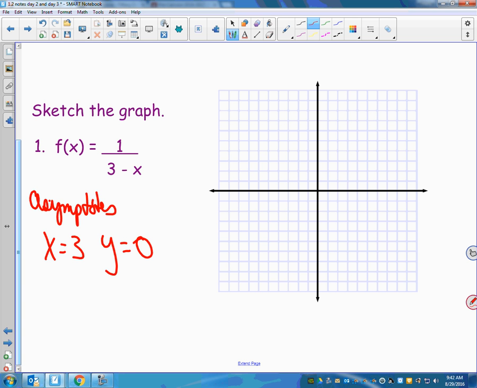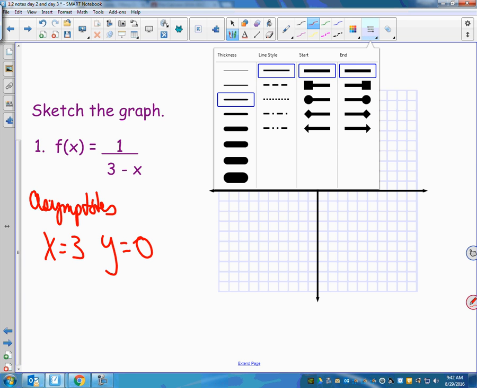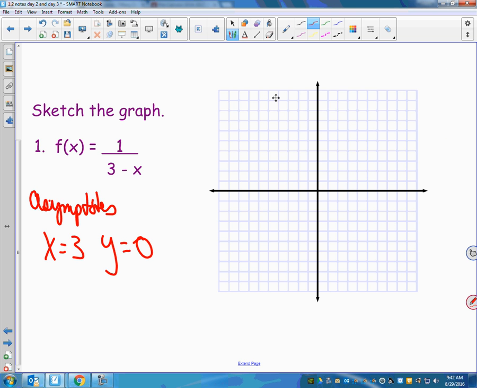So, x equals 3. I'm going to make a lovely dotted line. Three, dotted line. It's dotted because it's not really part of your graph, it's just to help guide you, right? And at y equals 0, which is just the x-axis.